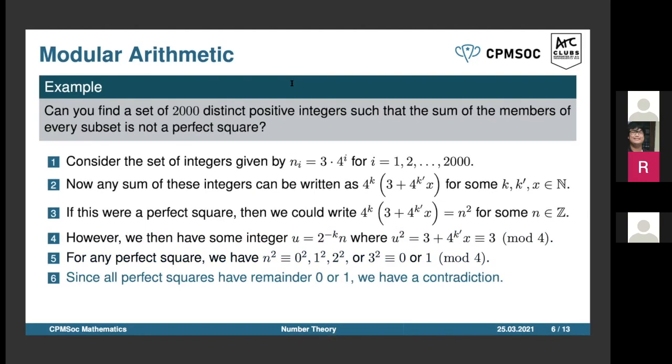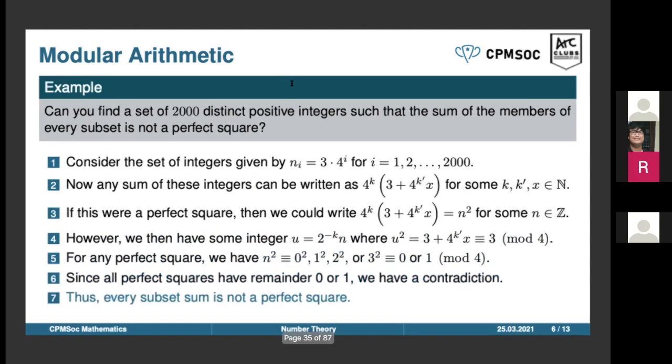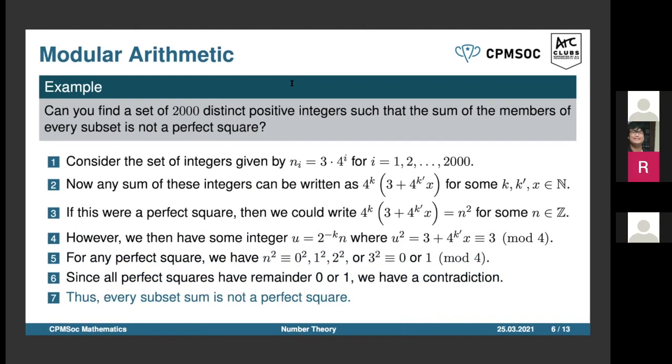And from that, we know that none of the sums, so it's a proof by contradiction, none of the sums here can be a perfect square. So since every sum can't be a perfect square, we have found a set of 2,000 distinct positive integers such that the sum of the members of every subset is not a perfect square. And in fact, this works for any number. They could put 2, they could put 2 million, they could put infinitely many, right?